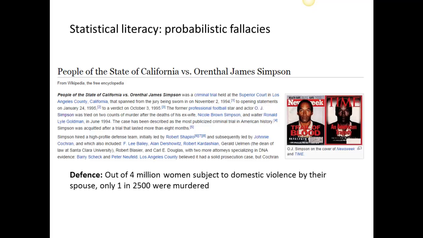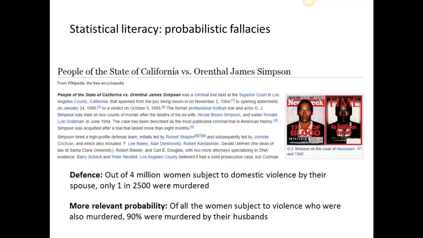But the more relevant probability is this one. Of all the women who were subject to physical violence by their husbands that year, and also murdered, 90% were in fact murdered by their abusive husbands.